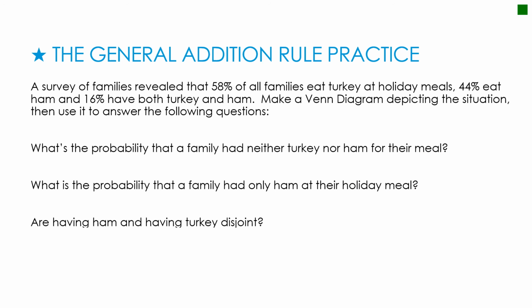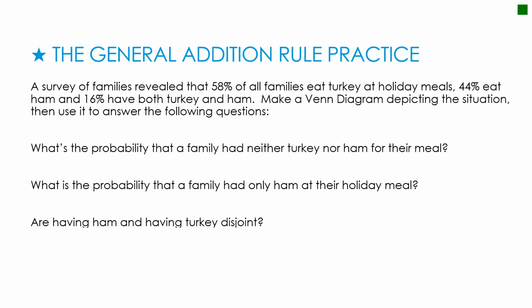One more for you to try on your own just for good practice. A survey of families revealed 58% of families eat turkey at holiday meals, 44% eat ham, and 16 have both. Make a Venn diagram and then answer the questions. So, go ahead and press pause, try these questions. You should be a pro at this point, and then press play to see how you did.